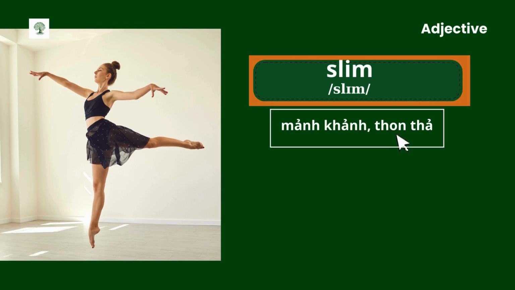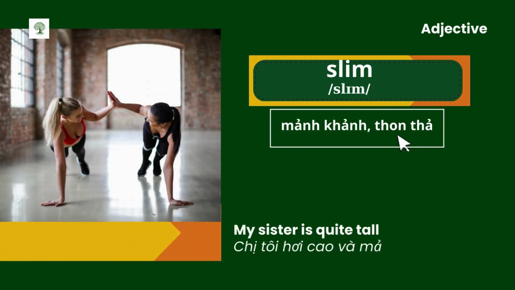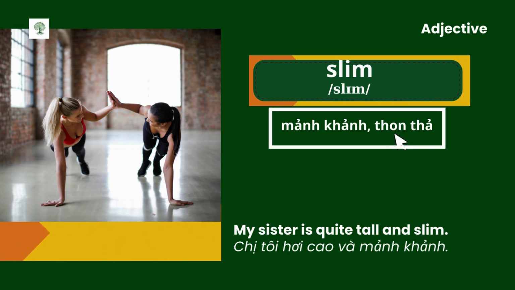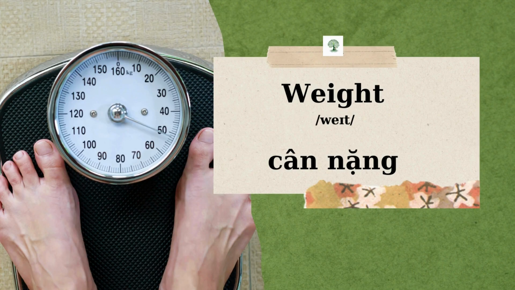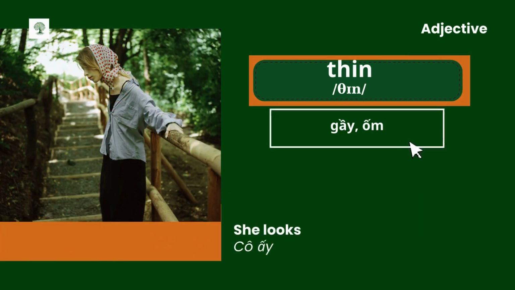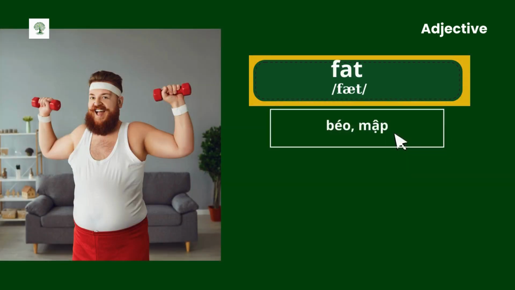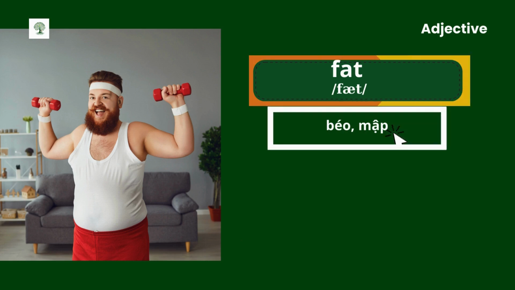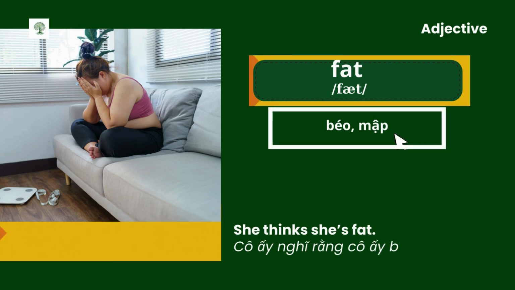Slim. My sister is quite tall and slim. Weight. Thin. She looks so thin. Fat. She thinks she's fat.